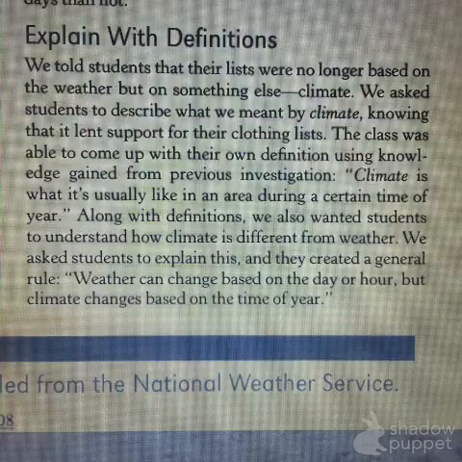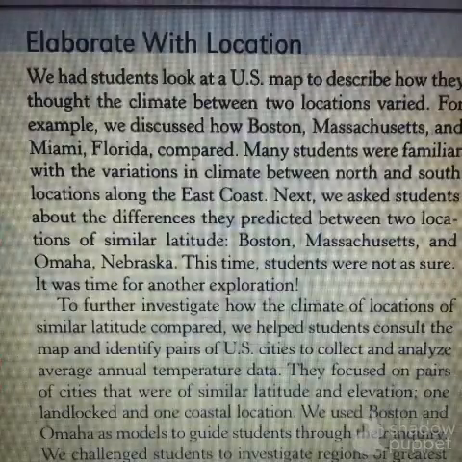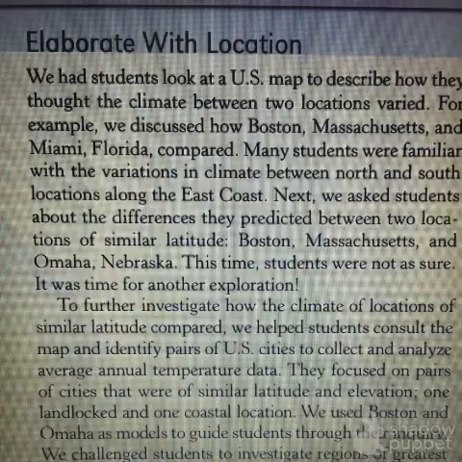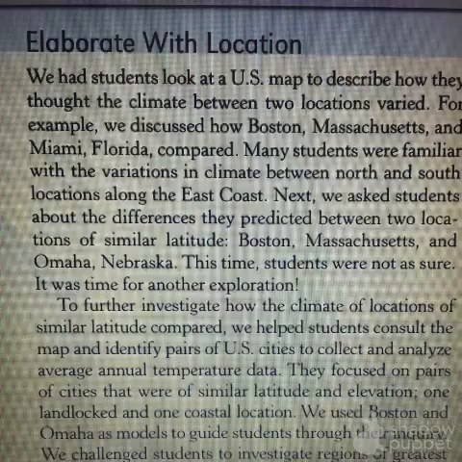So next, the teacher wants to move on to how location might affect the climate. And we start off with elaborate, which is our next step in the sequence. And it's important to remember that climate differs depending on where you are and what location you're in. So the teacher asked questions regarding the climate in 2 different cities, one from the north and one from the south, and also one of similar latitudes.